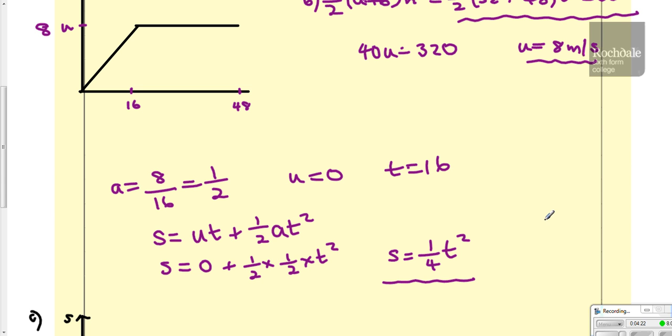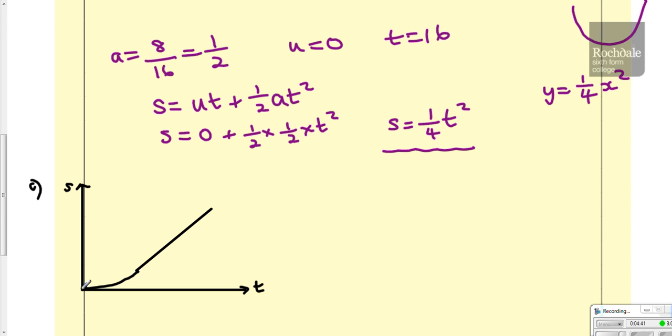Now, think about the graph of 1/4 x squared, which you will have studied in C1, a quadratic graph, and the quarter is a vertical stretch, factor a quarter. In other words, it just makes it more shallow. So this first part of the graph is actually part of a quadratic graph.